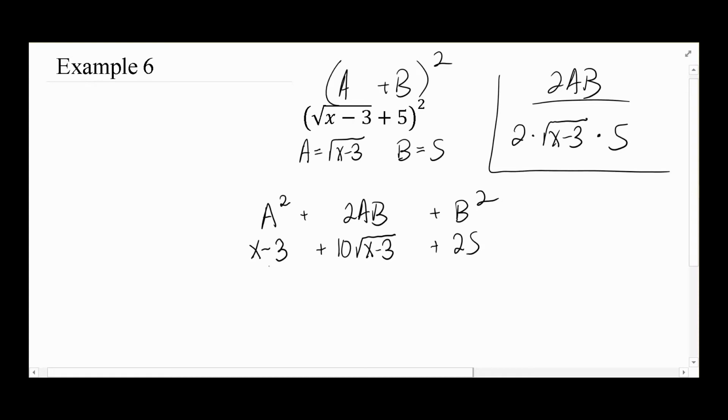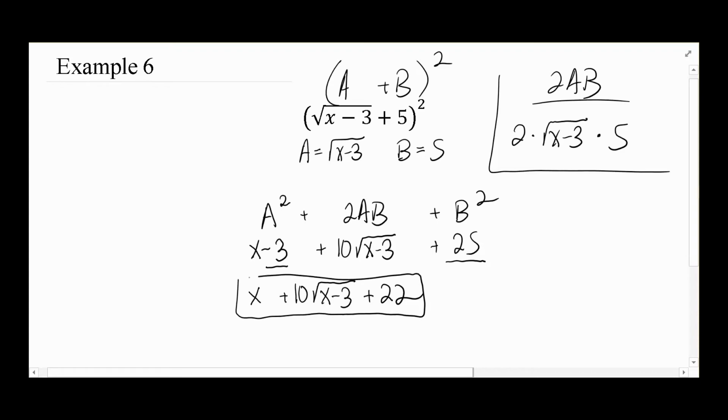Now we do have a little bit of combining like terms that we can do because I do have a -3 and a 25. So I have my x. I've got my 10 square root x minus 3. And then when I combine like terms, I get plus 22. And there it is.